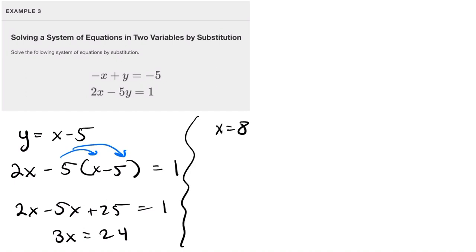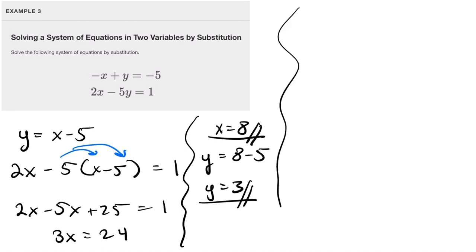If x is 8, then y is going to be 8 minus 5. So y equals 3. So our claim is that the ordered pair 8, 3 is a solution to the system.